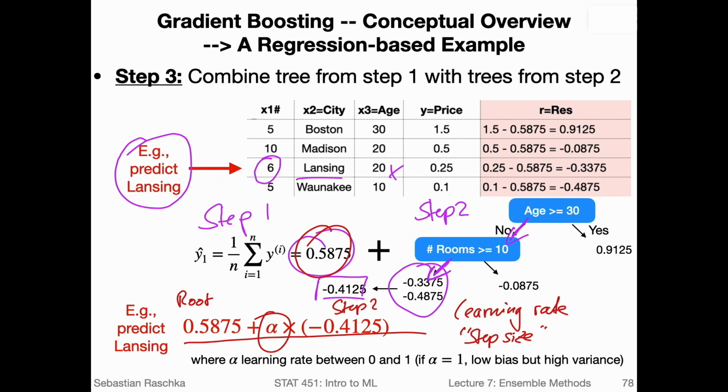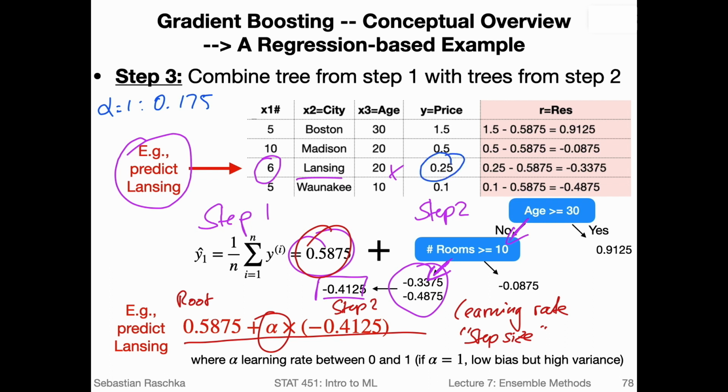Because for example, if we set alpha to 1, 0.5875 minus 0.4125. So let me write this here. For alpha 1 we get the prediction of, I think it's 0.175, which is actually not too far off from the target value, right?